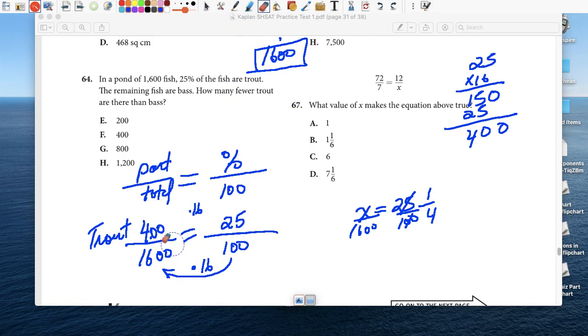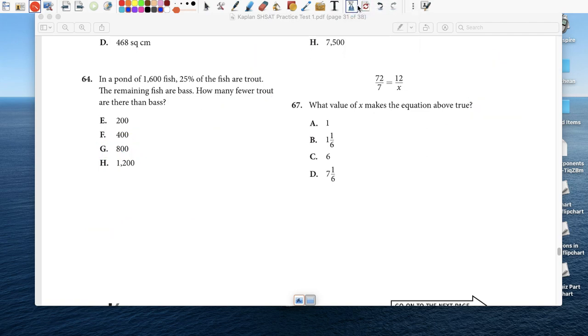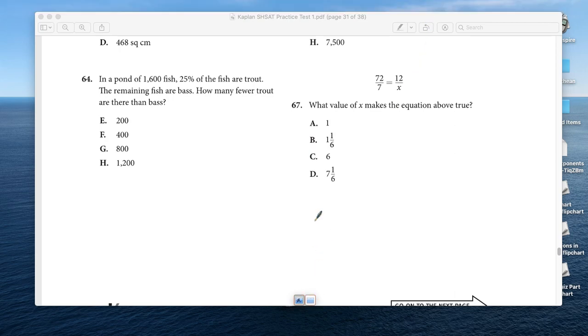So again, now that you know trout's 400, that means that 1,200 are bass, right? So how many fewer trout? Well, 1,200 are bass and 400 are trout. The difference is 800. Ugh, silly. Again, 64, 66. And I know I didn't pick all the questions. Please feel free to do all of them if you want. I'll give you the answers.